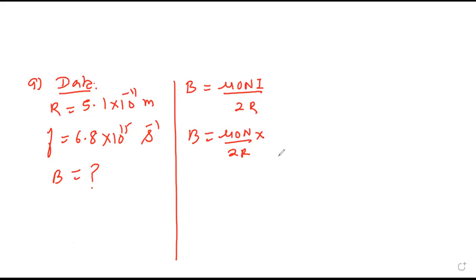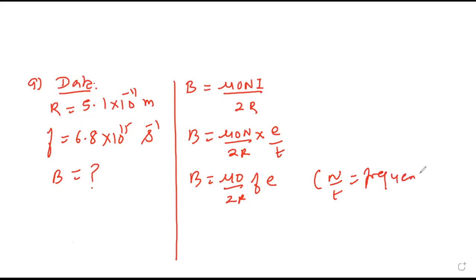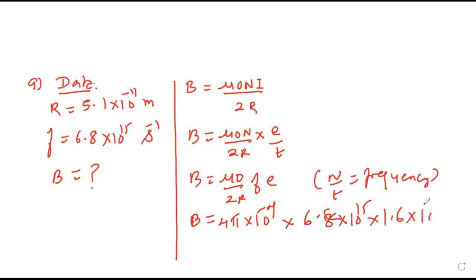So what is the formula for current? Rate of flow of charge. Here it is electron. What is the number of turns per unit time called? Frequency. Yes. Now I think we know all except B. So mu naught is 4 pi into 10 raised to minus 7, 6.8 into 10 raised to 15 frequency, e is 1.6 into 10 raised to minus 19, upon 2 times R, which is 5.1 into 10 raised to minus 11.